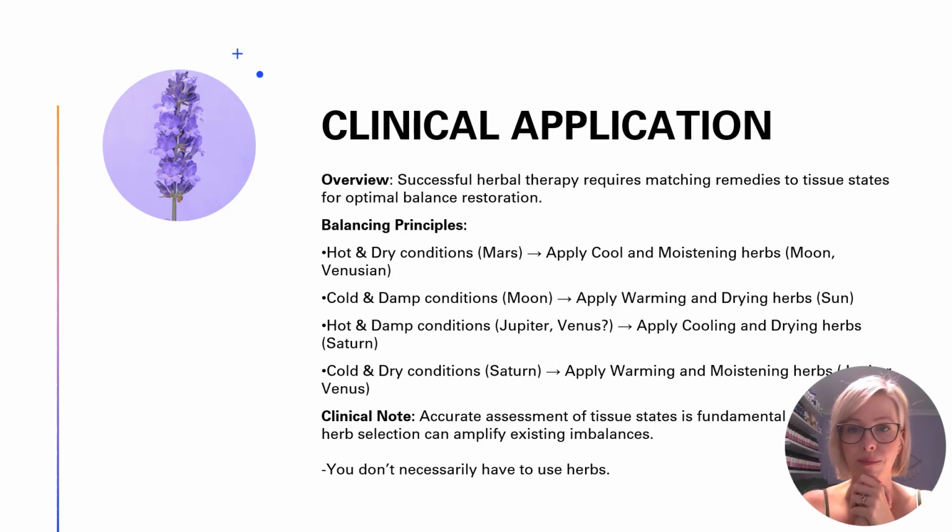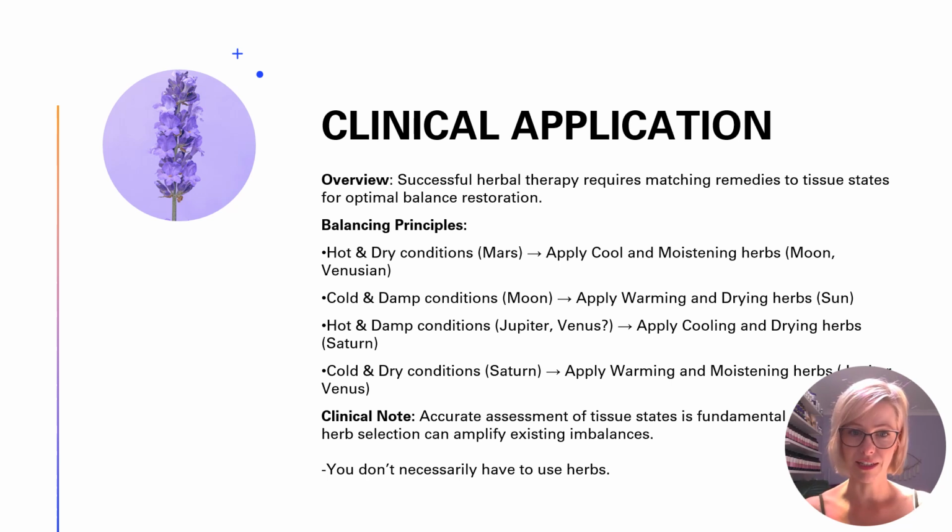Successful herbal therapy requires matching remedies to tissue states for optimal balance restoration. So hot and dry conditions, very Martian, apply cool and moistening herbs, which are herbs of the moon and Venus. And we will go into this in the next lecture, the planets and the herbs that come under them. A cool and damp condition, which is very lunar, apply warm and drying herbs, solar. Hot and damp condition, which might be Jupiter, probably just Jupiter, apply cooling and drying herbs, so Saturn. A cold and dry condition, Saturn, apply warming, moistening herbs, that's Jupiter and Venus.